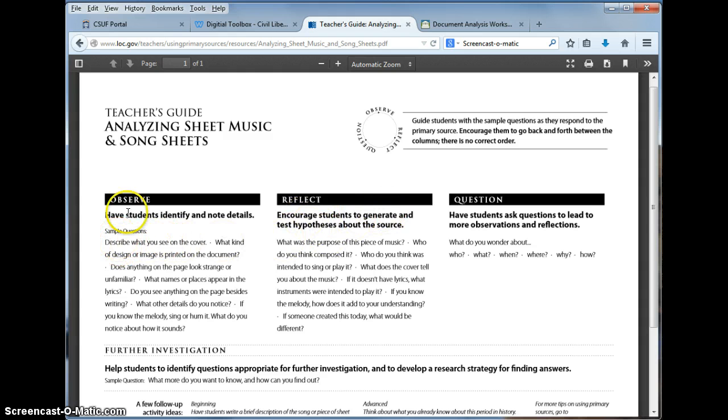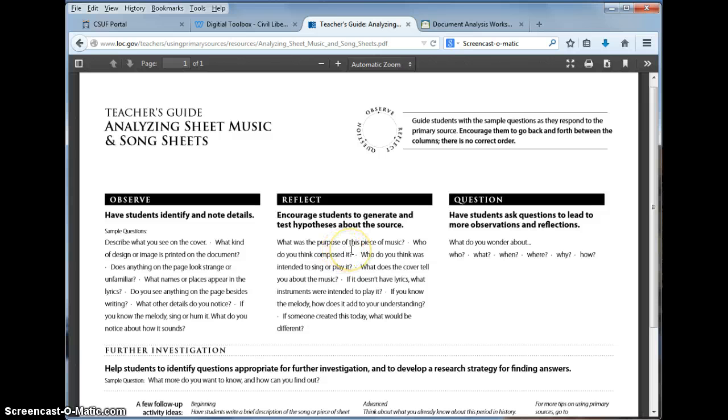So here we have, for observe, describe what you see on the cover. What names or places appear in the lyrics? If you know the melody, sing or hum it. What do you notice about how it sounds? So all under the observe category, but questions distinct to music and song sheets.